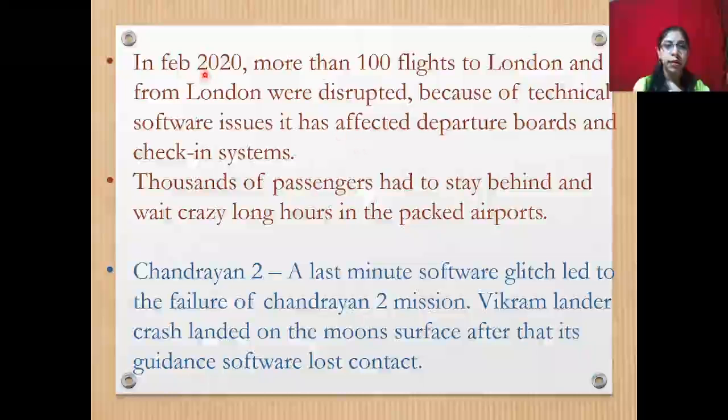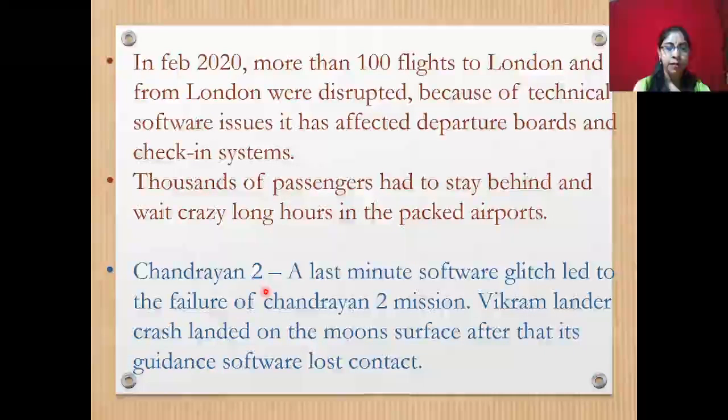Next, in February 2020, more than 100 flights to and from London were disrupted because of technical software issues. It affected departure boards and check-in systems, which led to thousands of passengers staying behind and waiting crazy long hours in packed airports. So these are the conditions or functions that came to be known later because they were not tested earlier, and when this happened in a real situation, the software failed.